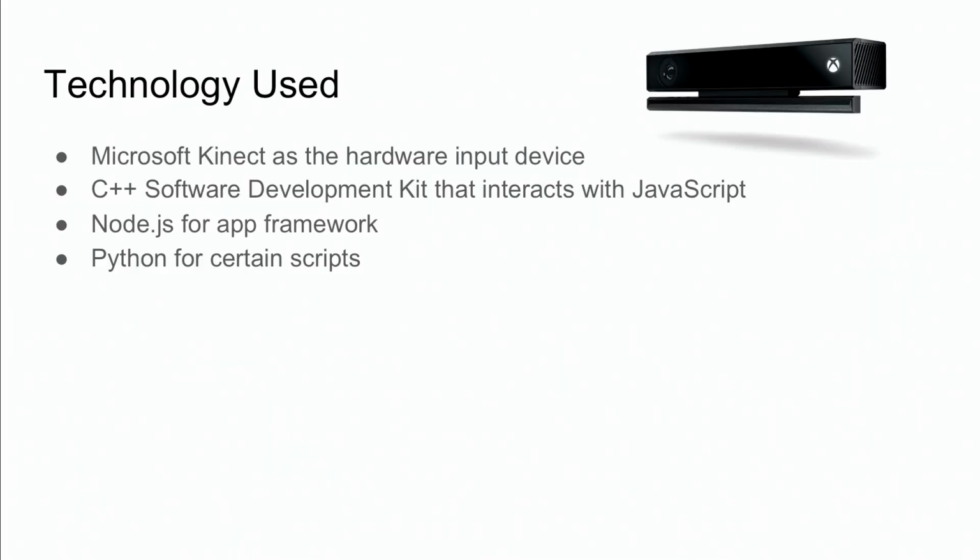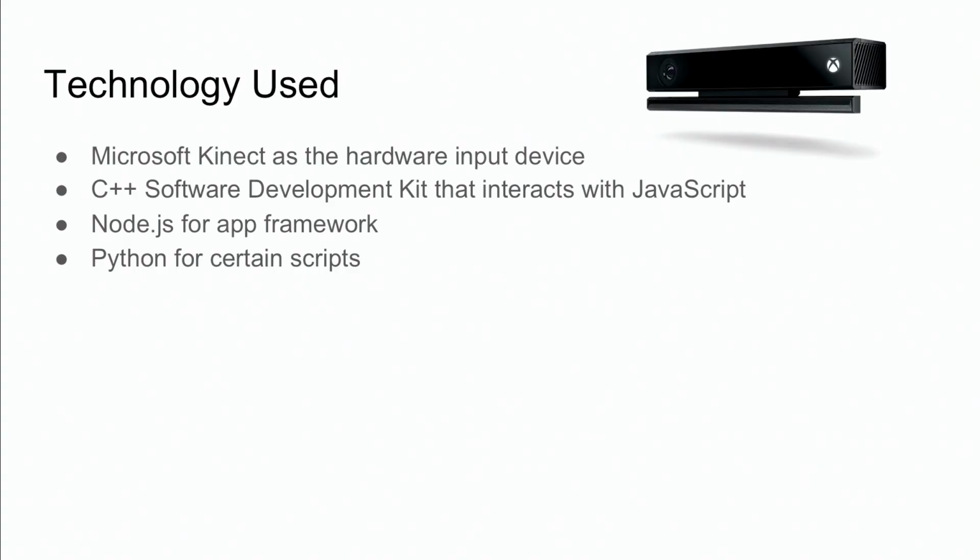So the technology that we use for this app is the Microsoft Kinect as the hardware input device. This is important because we can actually capture data in 3D and therefore map orientation and posture, which ends up being very important for physical therapy analysis. We also are using the Microsoft Kinect because there's a wide range of software development kits around it, so we could take our pick of how we wanted to build our app. In this case, we're using a software development kit that interacts with JavaScript. We're also now working on transitioning the application into a Node.js application framework so that it's easier to package and deliver to outside users. And we also use Python for certain scripts.